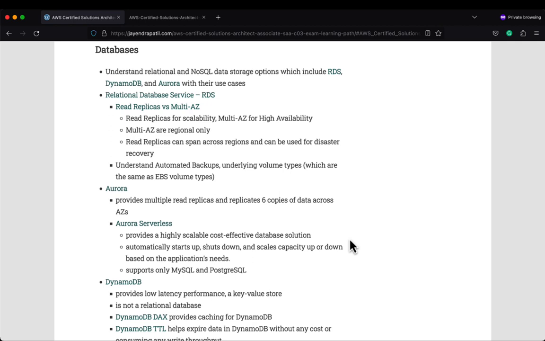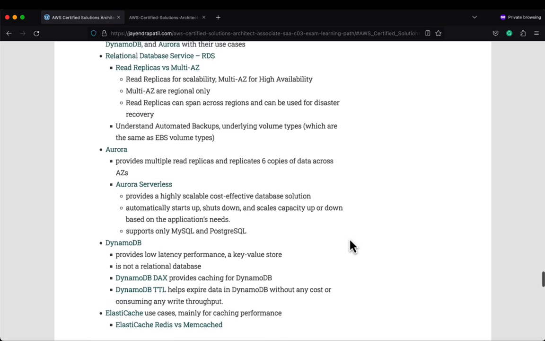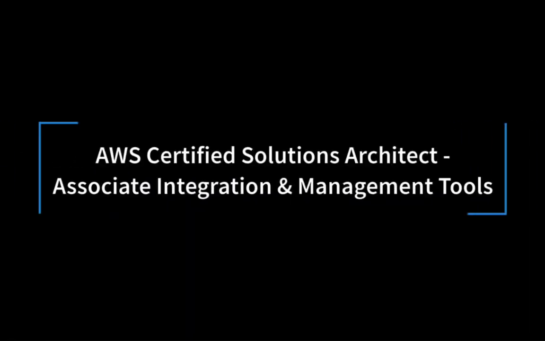DynamoDB provides low latency performant key value NoSQL store. Exam does cover DynamoDB features like DynamoDB time to live or TTL, DynamoDB Accelerator for caching. ElastiCache provides Redis and Memcached for caching and improving application performance.